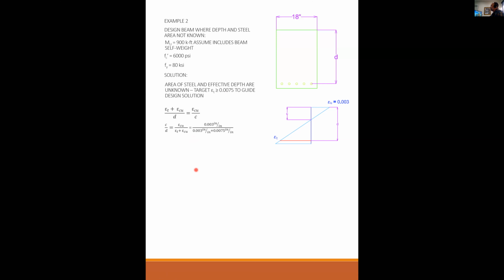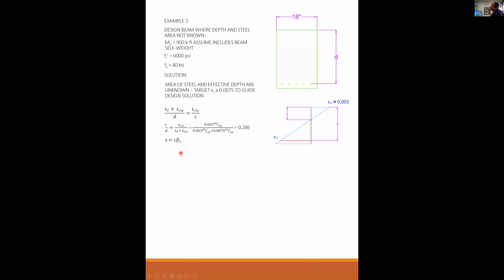And I can plug in some numbers. 0.003 over 0.003 plus 0.075 is 0.286. So where did I get the 0.075? Well, that's what we assumed. We're targeting that epsilon sub t will be equal to 0.075. So that's how I plugged it in here. So my c to d ratio is 0.286.